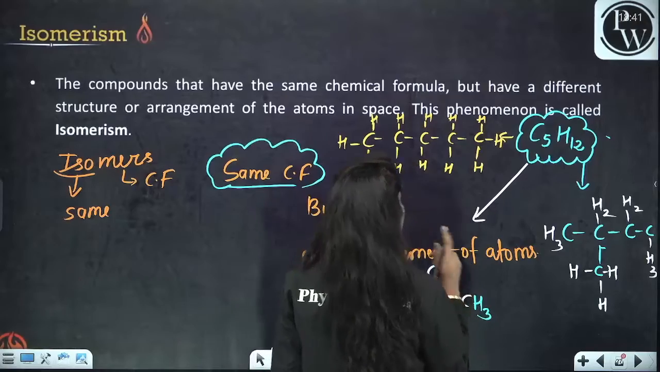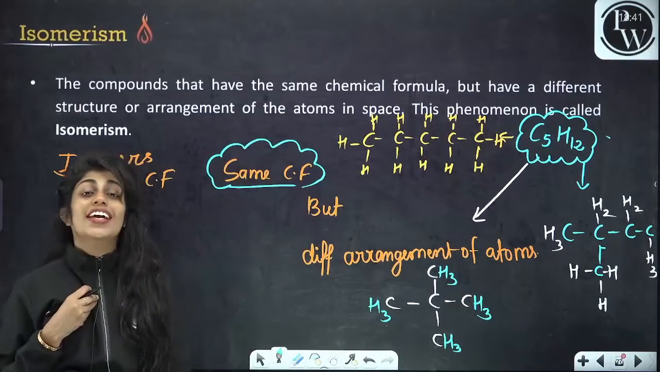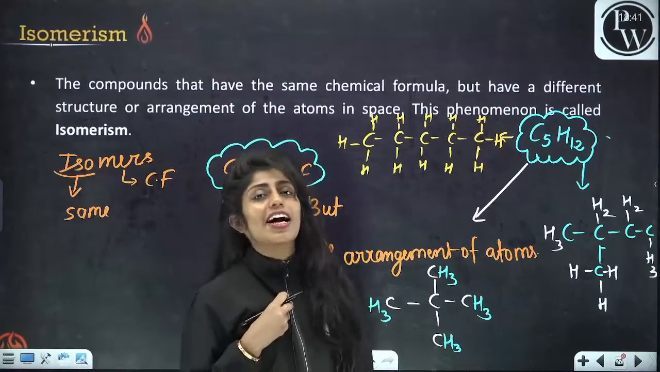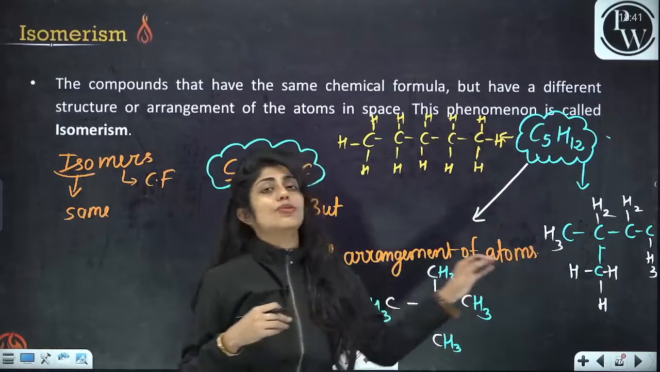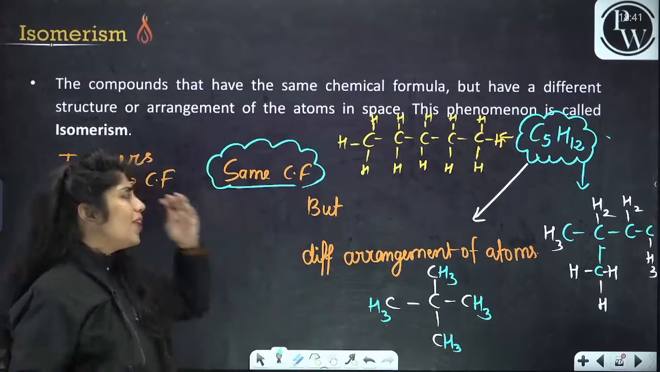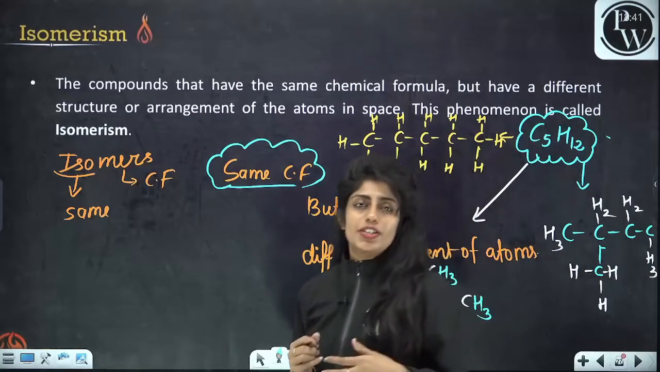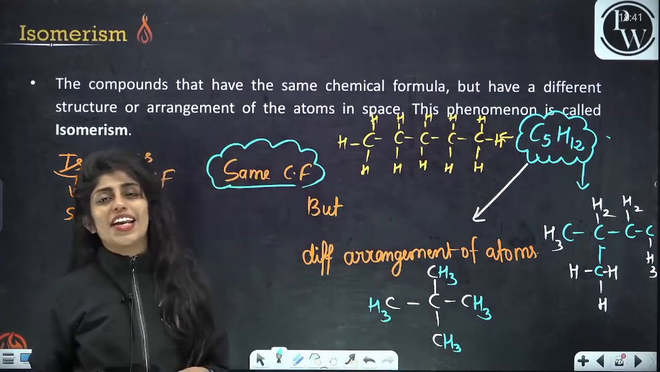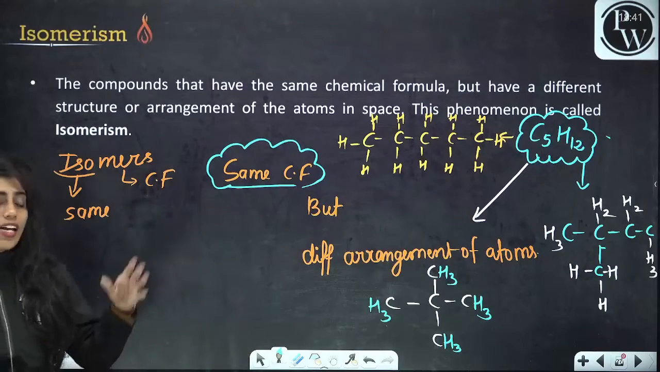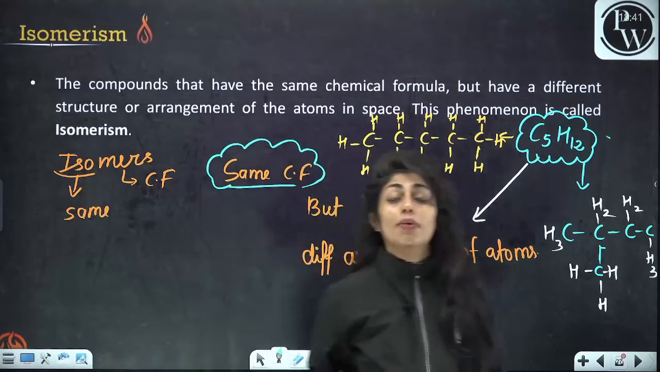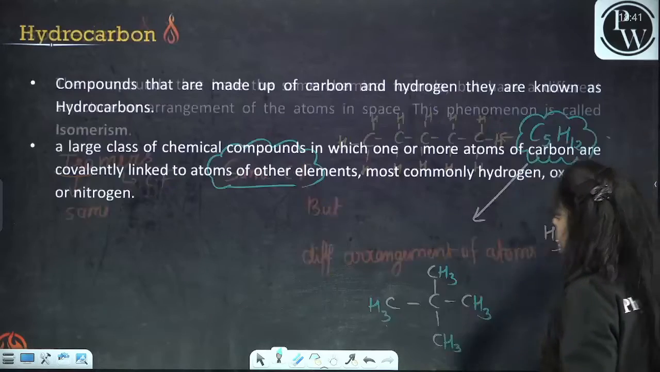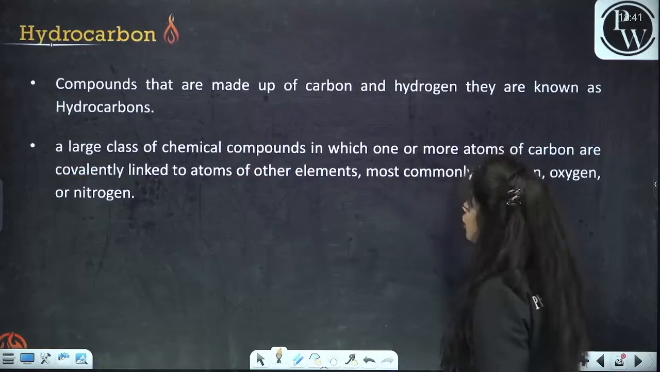Can you count the number of hydrogen and carbon for me? It will be carbon 5 and hydrogen 12, but the arrangement is different. So basically all these three are isomer to each other, and this property is known as isomerism. Okay, so many carbon compounds can show such kind of isomerism.